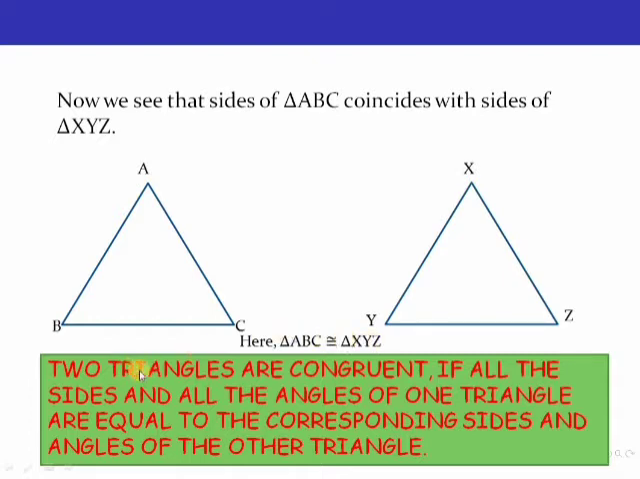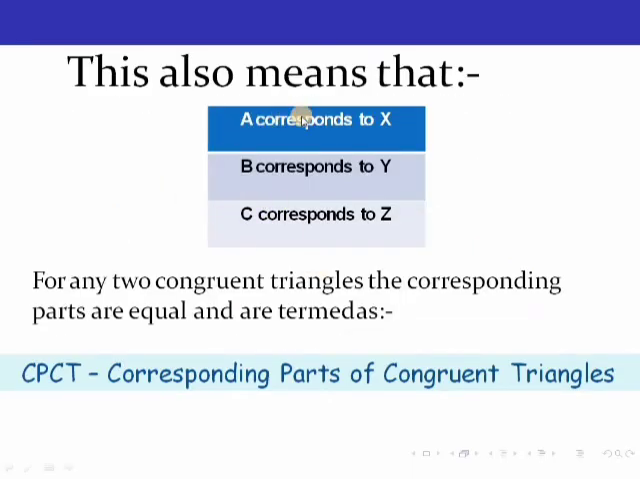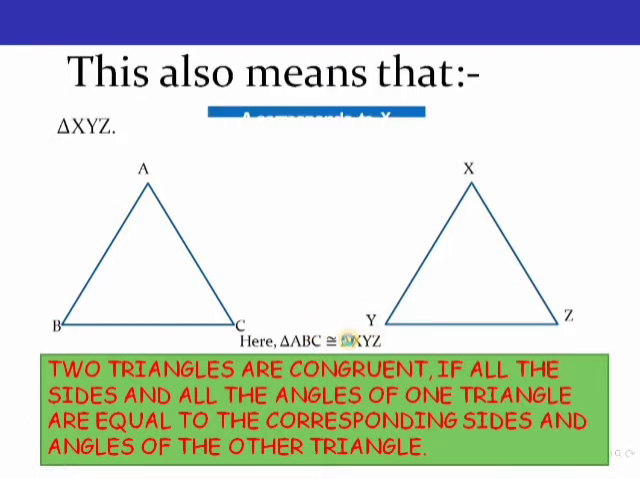So two triangles are congruent if all the sides and all the angles of one triangle are equal to the corresponding sides and angles of the other triangle. That's what we have learned just now. Now this also means that A corresponds to X, B corresponds to Y and C corresponds to Z. See here carefully. That's the meaning of this.